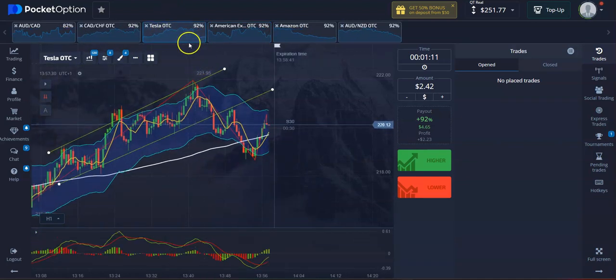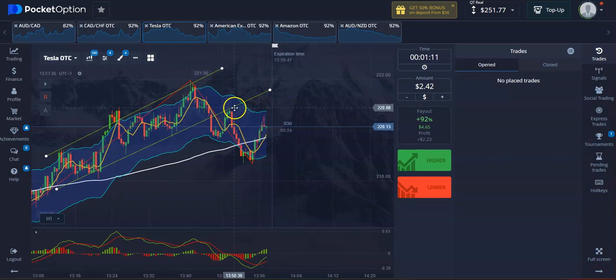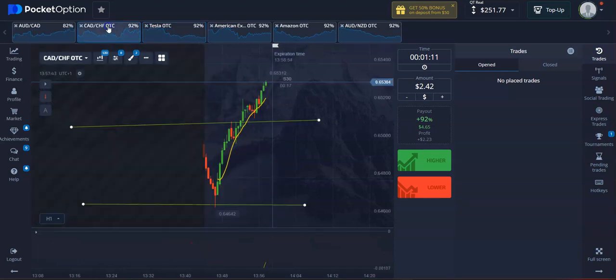Next one up, we have Tesla. Again, I was expecting Tesla to come over here to this line and have a bounce back up, but it didn't happen. It decides to break this trend right here. So it's not valid anymore.